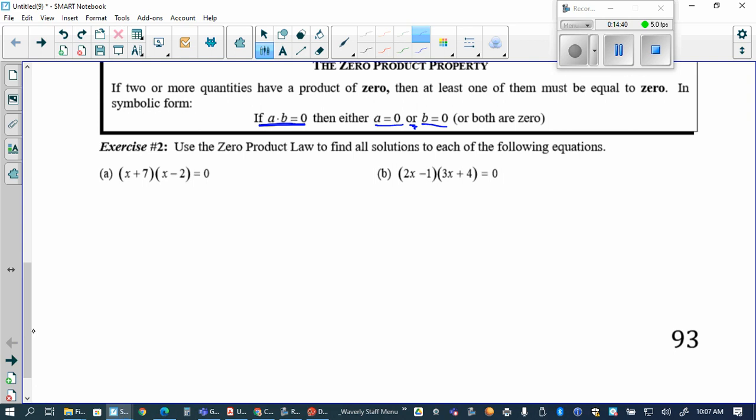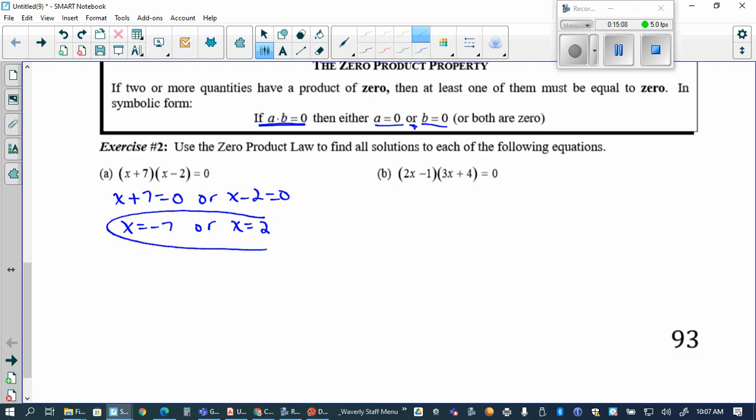So when we get to this point, x plus 7 times x minus 2 equals 0. What do I know? What do I write? X plus 7 equals 0, or x minus 2 equals 0. What does x equal on this side here? No, it does not equal 7. -7. -7 or equals 2. It's that simple. Okay?